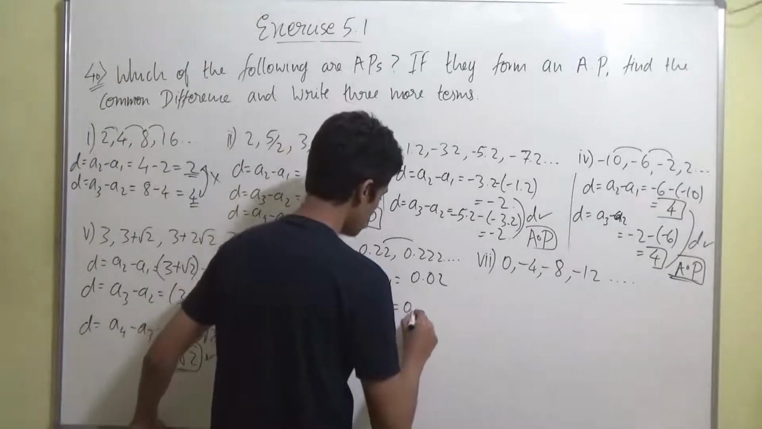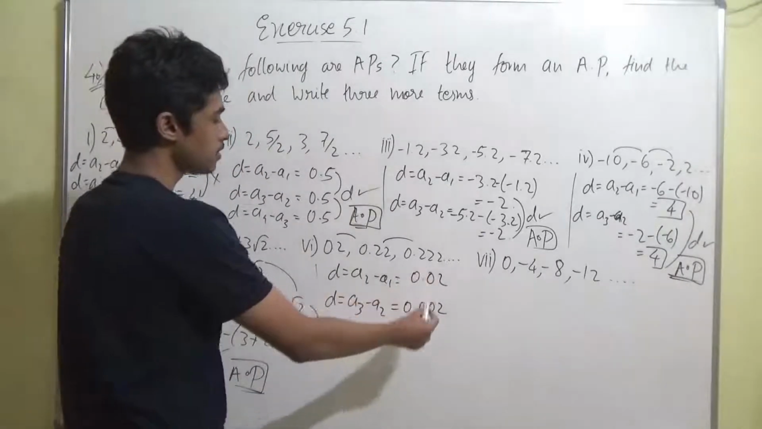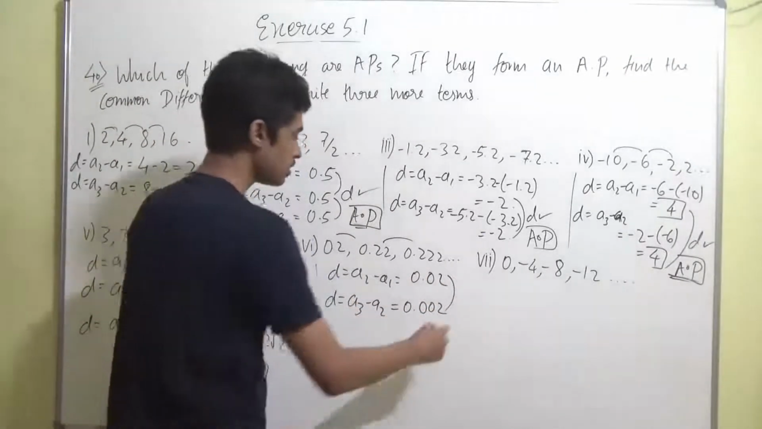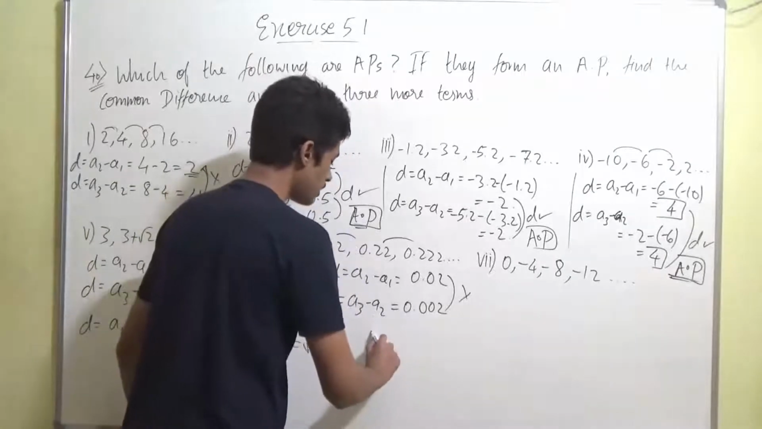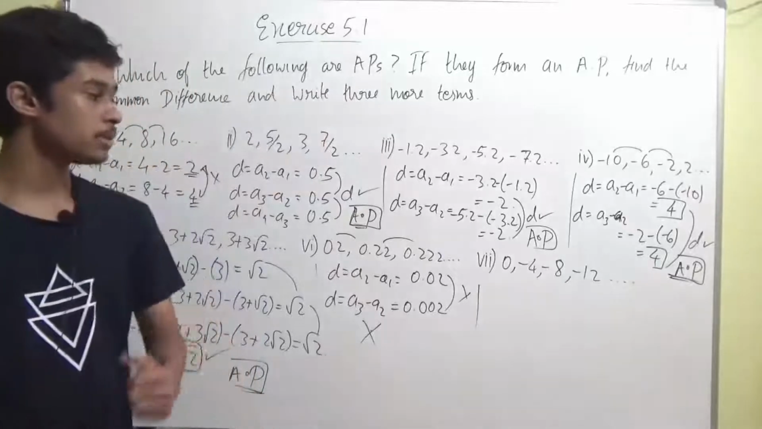Getting it? It will become 0.002 and so on it will go. If you see, the D is not the same, right? Which means they are not the same, which means it is not an AP. Getting it, guys? Now let's go to the 7th sub question.